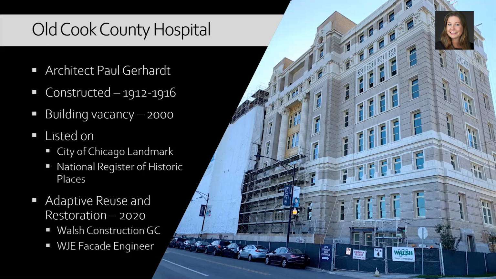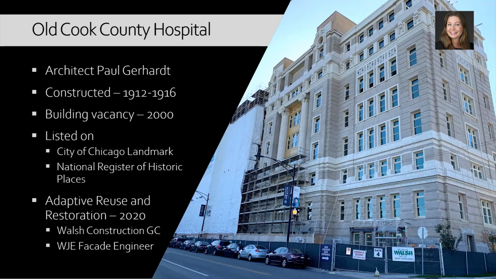Old Cook County Hospital, this was a building that's terracotta. This is a transitional masonry building. There's also brick on this building, constructed starting in 1912. It started being vacant in 2000, so was vacant for 22 years. This is a landmark building, both in the city of Chicago and on the National Register. So adaptive reuse turned this into a beautiful hotel as part of a whole community revitalization.